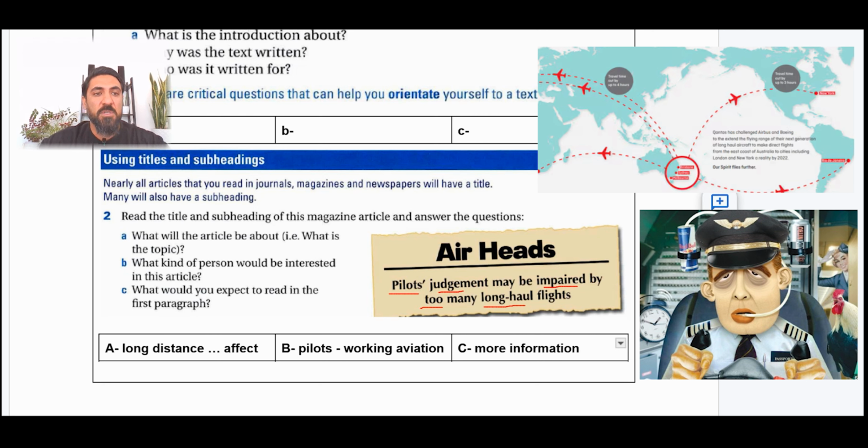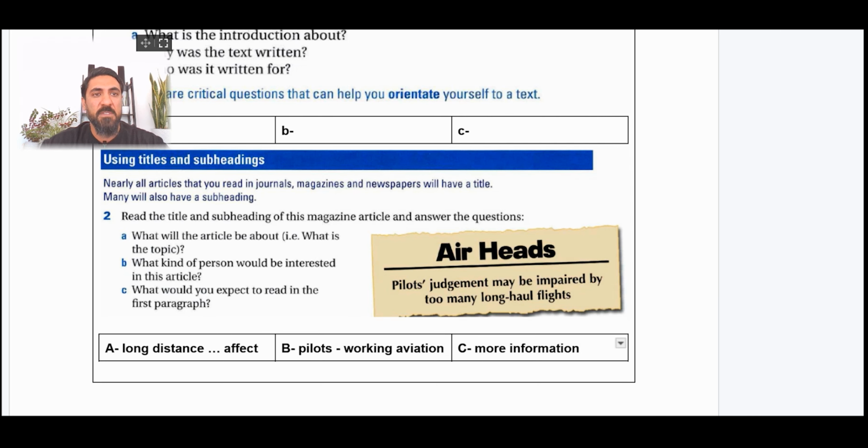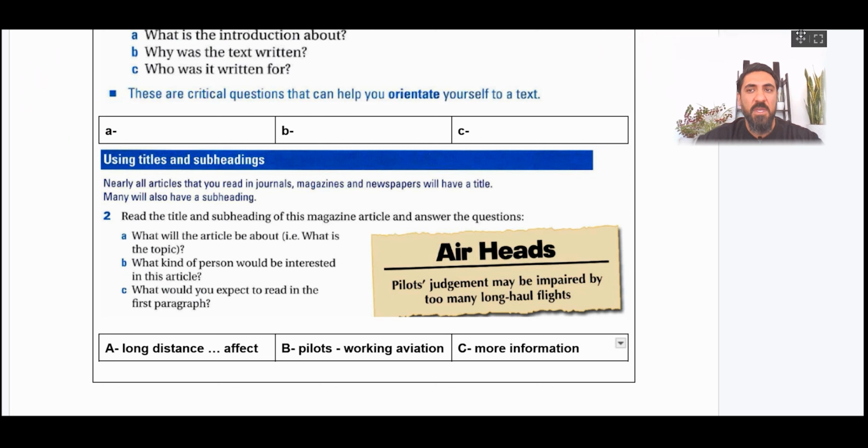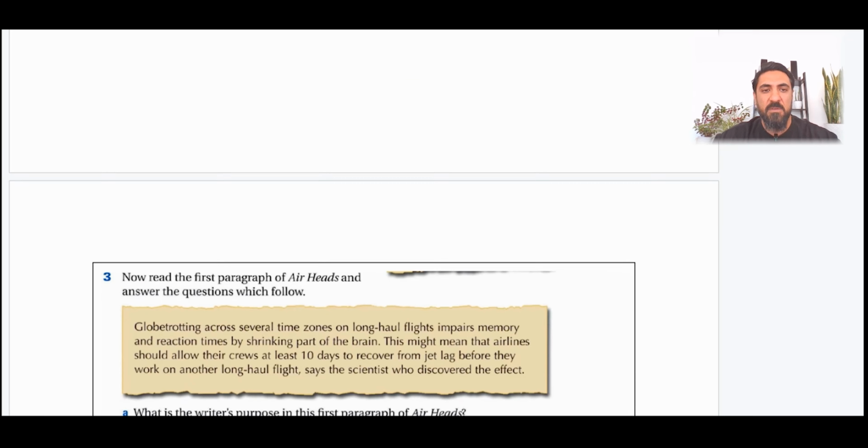So that is something you can generally do, and you can ask yourself when you see a topic which is in the IELTS, you can ask yourself these three main questions. What is the topic and what is the article about? What kind of people would be interested in this article? What would you expect to read in the first paragraph? All right. So let's go to the next part.